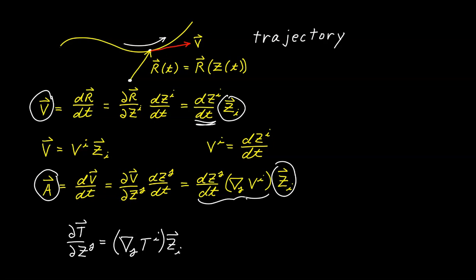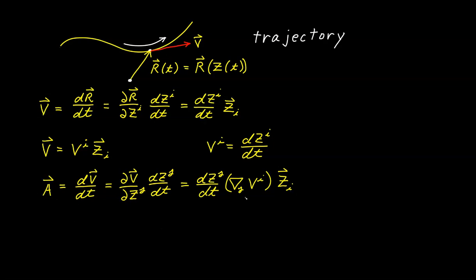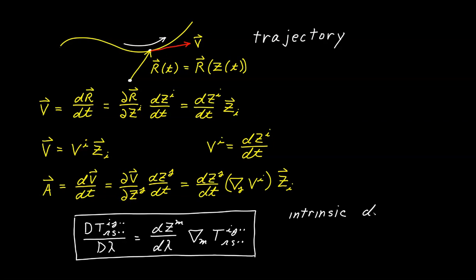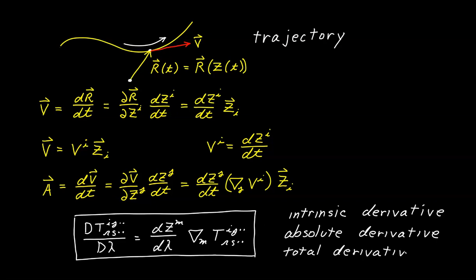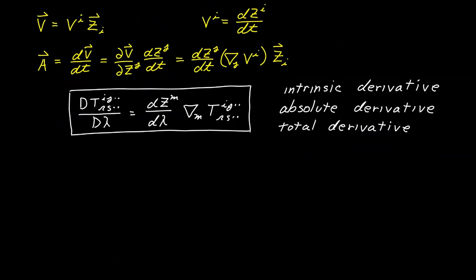Okay, well, at this point, I want to introduce a new definition of something we call the intrinsic derivative, also known as the absolute derivative or the total derivative. Well, what is this thing? What we've got is the definition of a new type of derivative taken with respect to a parameter lambda that is used to define a curve in space.